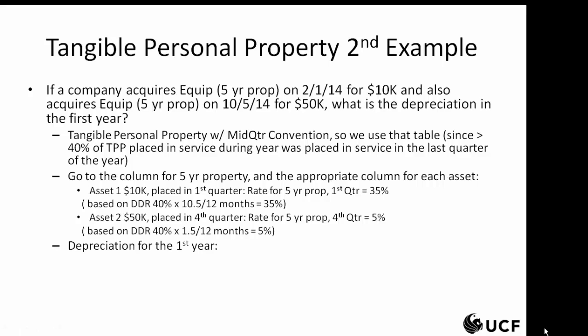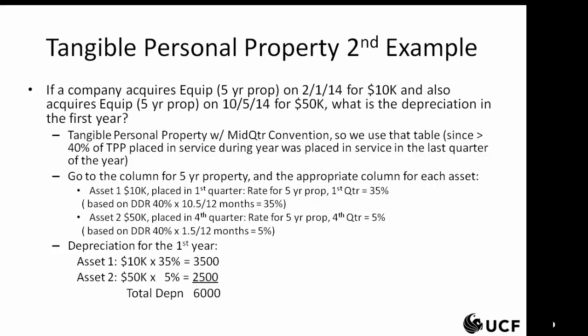So the depreciation for the first year is going to be asset 1, the cost of $10,000, times 35%, or $3,500. Asset 2, $50,000 times 5%, or $2,500, for a total depreciation for the first year of $6,000. And that's how we do MACRS for tangible personal property.